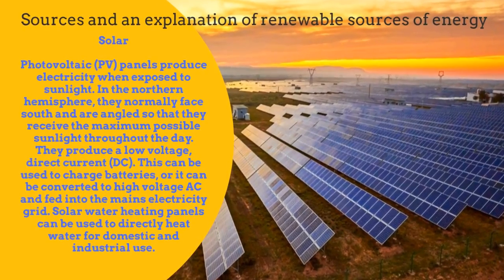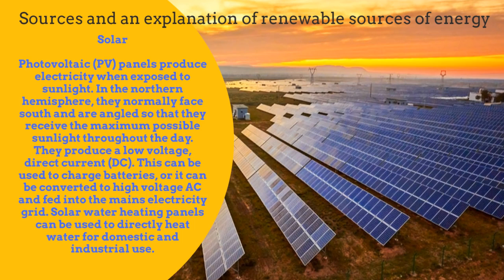Solar. Photovoltaic panels produce electricity when exposed to sunlight. In the northern hemisphere, they normally face south and are angled so that they receive the maximum possible sunlight throughout the day. They produce a low voltage direct current. This can be used to charge batteries, or it can be converted to high voltage AC and fed into the mains electricity grid. Solar water heating panels can be used to directly heat water for domestic and industrial use.